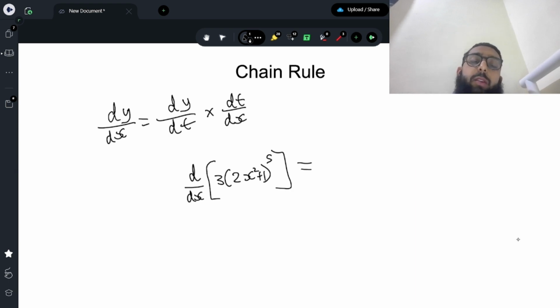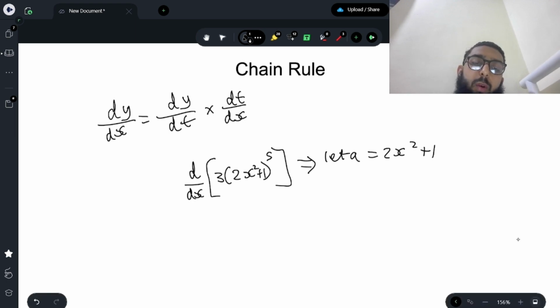The chain rule tells us that the derivative of this equals the derivative of the outside multiplied by the derivative of the inside. So what does that mean? Well, let's just treat this 2x squared plus 1 as a single variable. Let's call it a. Let a equal 2x squared plus 1. This means that what we're trying to find becomes 3a to the fifth power.